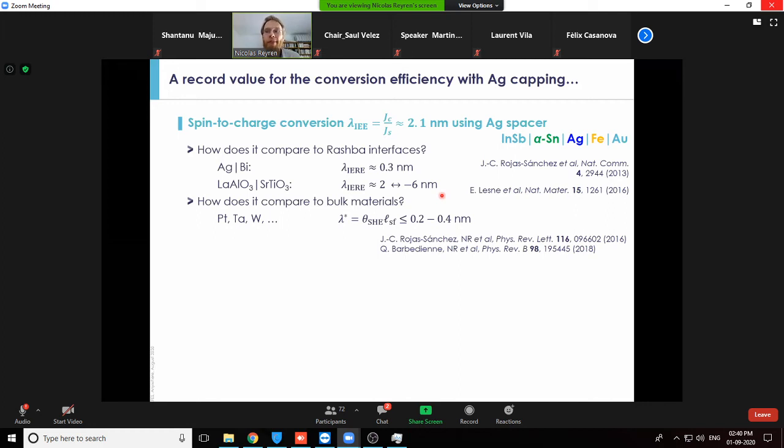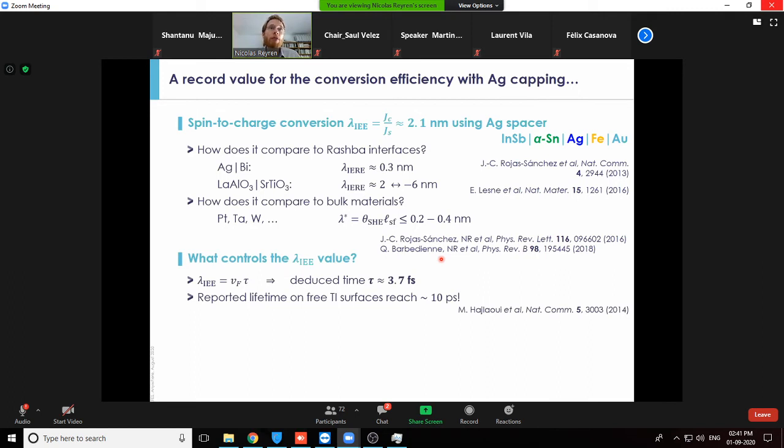And how does it compare now to bulk materials? There, you cannot directly compare the spin Hall angle and this length. So what we do is look for the, let's say, ideal length that corresponds to the spin Hall angle times the spin diffusion length. At these conditions, that's when you convert, let's say, more efficiently a given current. And this length corresponds to less than half a nanometer. So from this point of view, it seems that the alpha-tin surface states are very efficient to convert charge current into spin current or reciprocally.